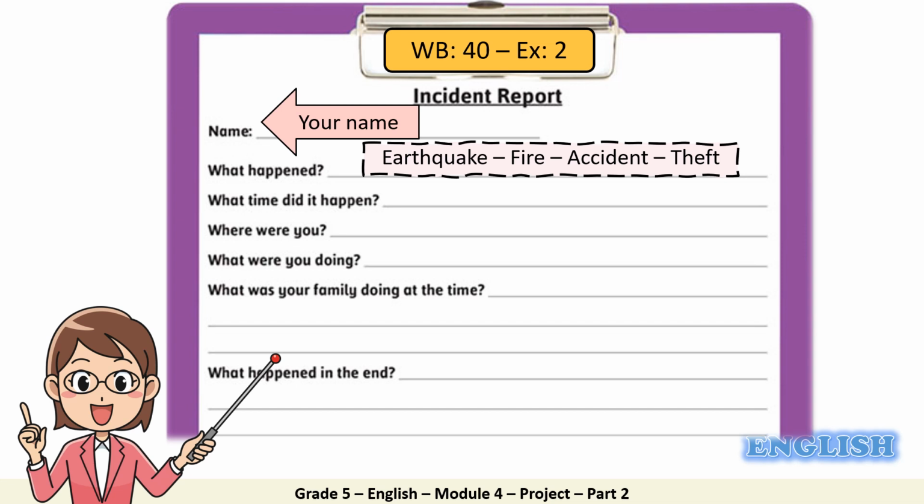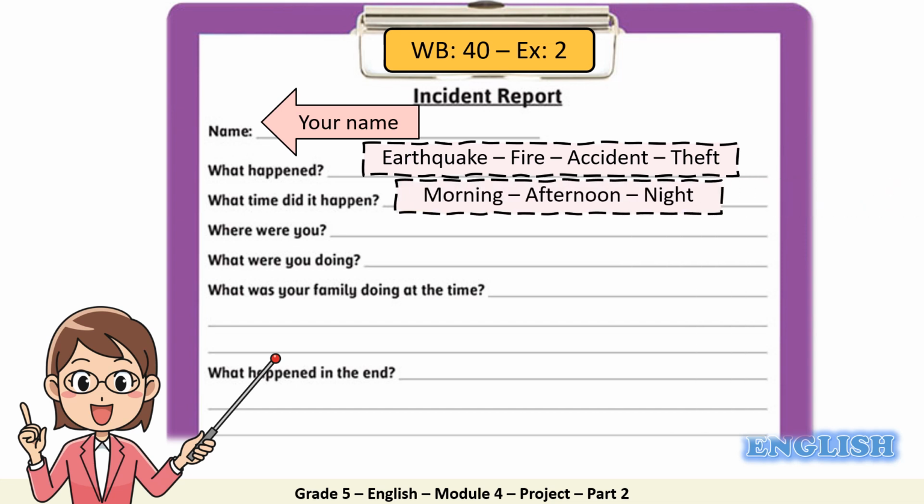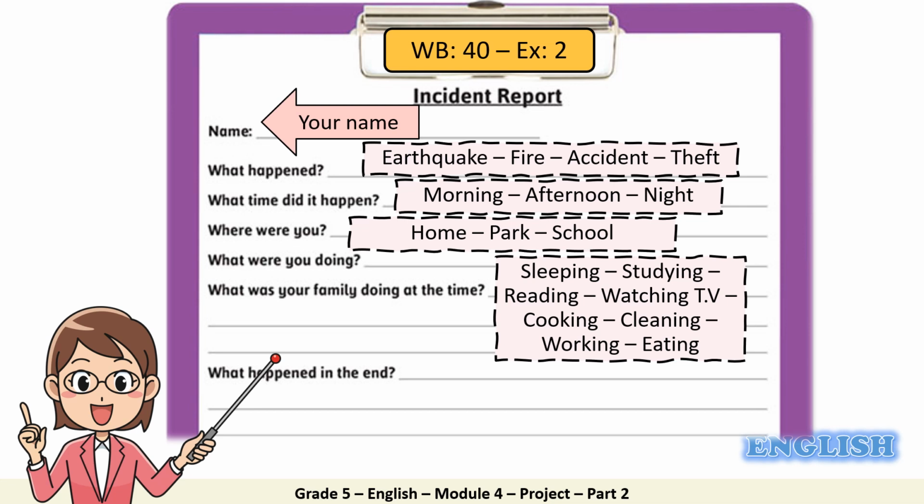What time did the incident happen? Was it in the morning, the afternoon, or maybe at night? Where were you? At home, in the park, or maybe at school? What were you doing? And what was your family doing? Your mom, your dad, your brother, your sister? Sleeping? Studying? Reading maybe? Watching TV?